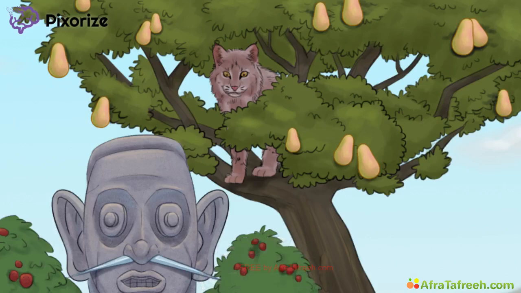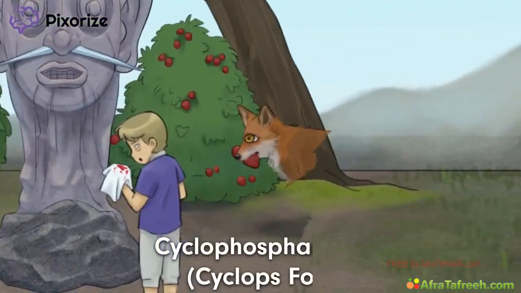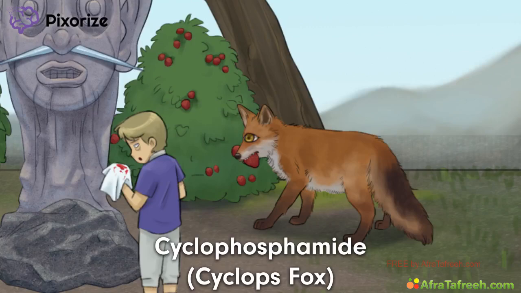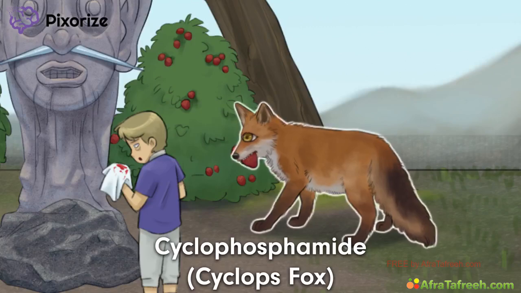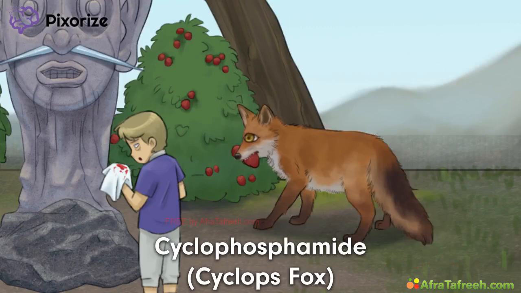Now, let's talk a little bit about treatment. What's that eating the strawberries off of this bush? Yep, you guessed it. It's a cyclops fox, or fox with one eye. This cyclops fox didn't just come out of nowhere, but we'll get back to this shortly. Our cyclops fox is a symbol for cyclophosphamide. Cyclops fox for cyclophosphamide. Get it?